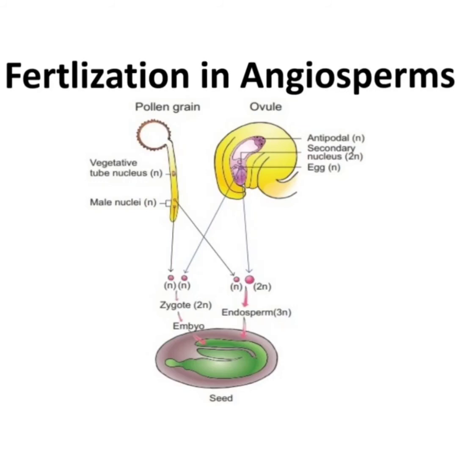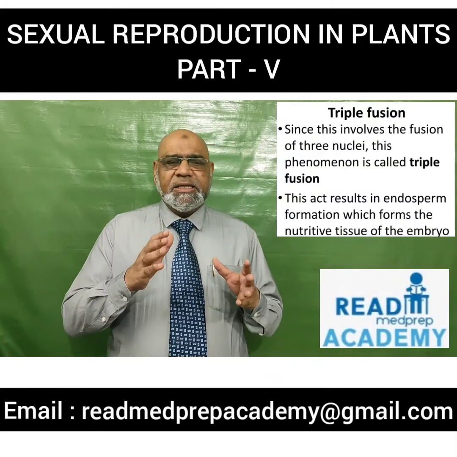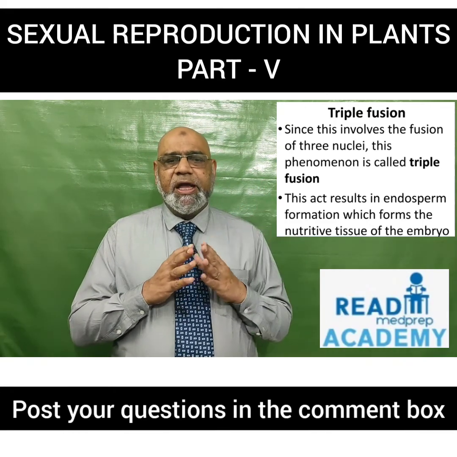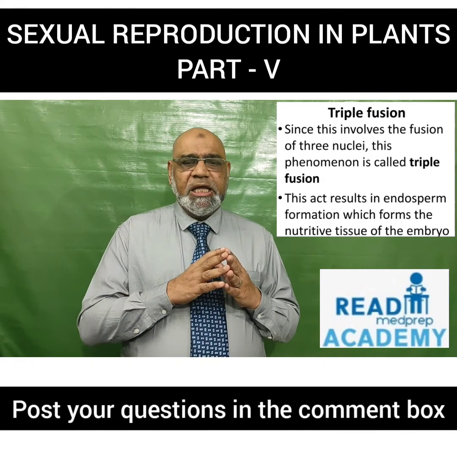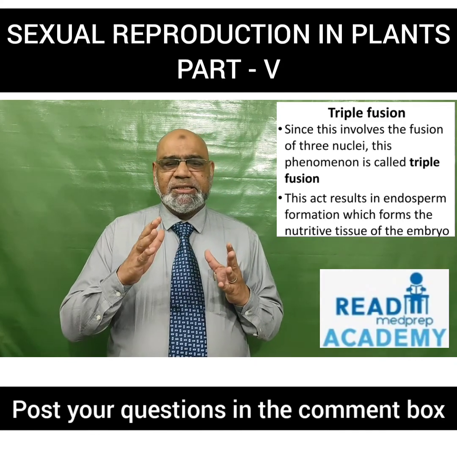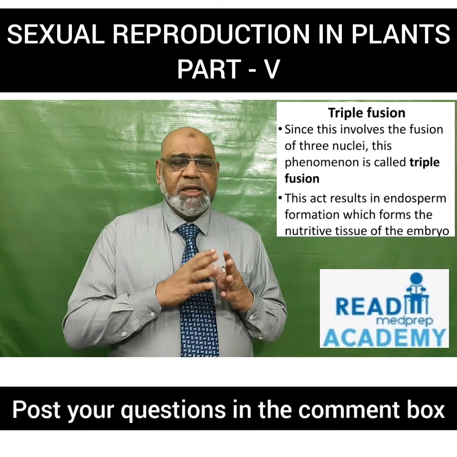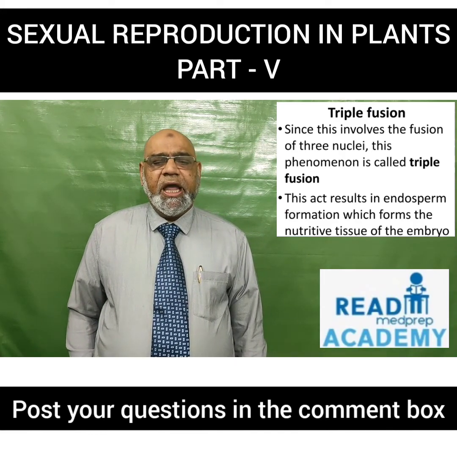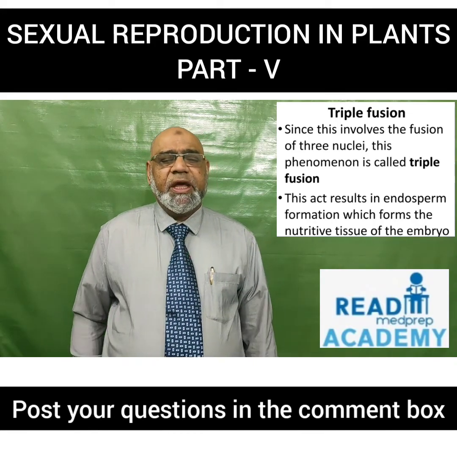The zygote forms the embryo which is embedded in the seed, and the endosperm nuclei form the endosperm. The endosperm and the embryo together form the seed. Since this involves the fusion of three nuclei, that is one male nucleus and two polar nuclei, this phenomenon is called triple fusion. This triple fusion cell results in the primary endosperm nucleus. This forms the endosperm, which forms the nutritive tissue of the embryo.